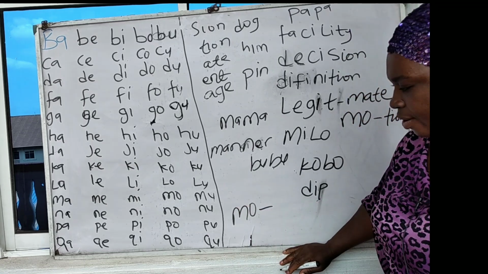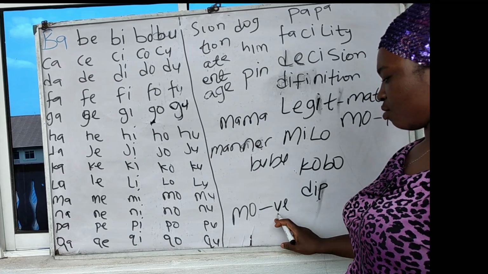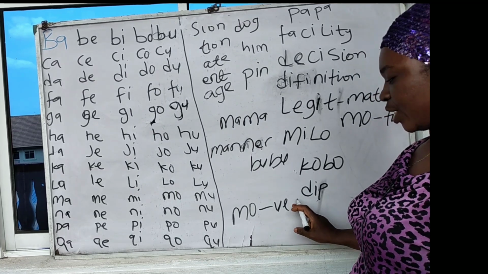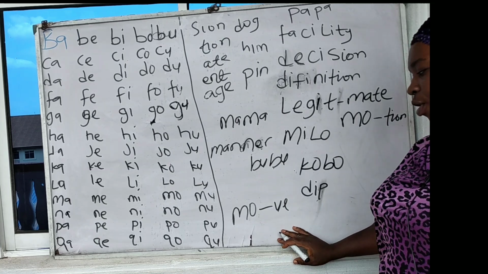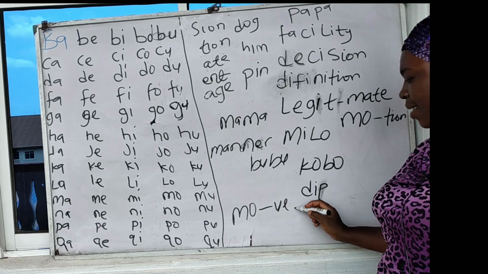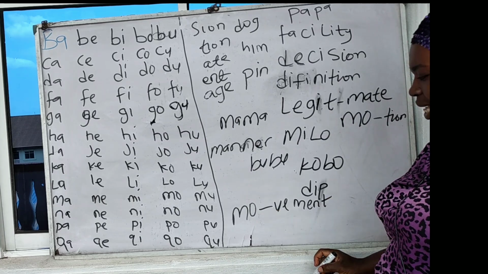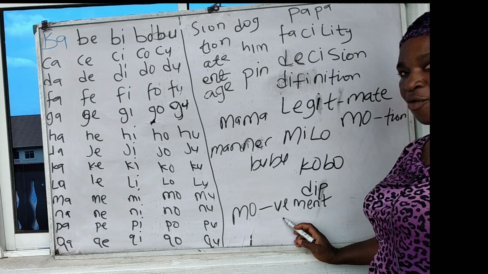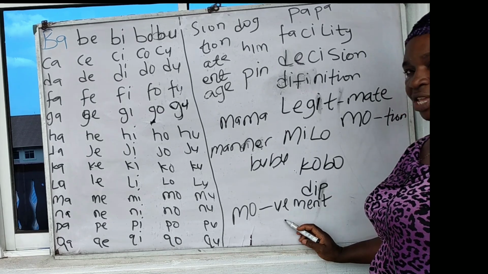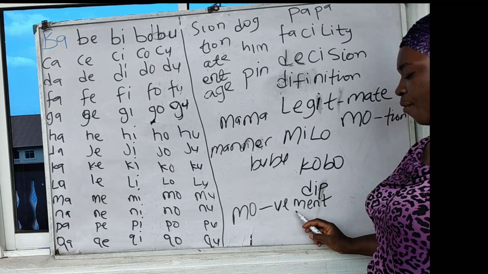Okay, again you can choose to write mo. We don't have V, but let's just do move. This is move. This E here is actually silent. Now if I add ment here, I'll just have movement. M-O, mu, V-E, move, movement. But because this E is silent, we have movement.